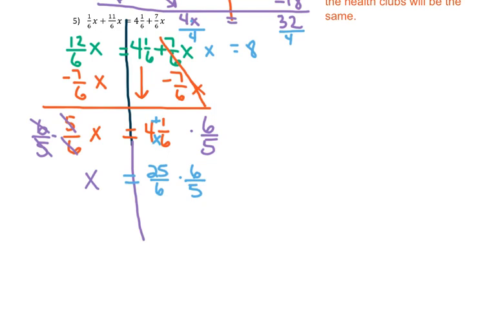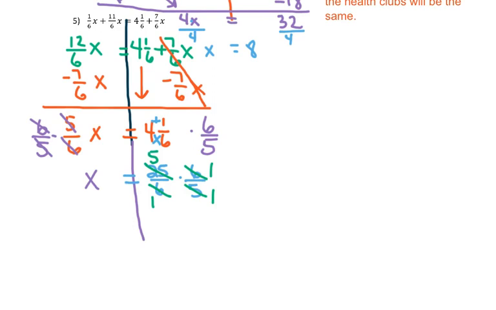Alright, now let's apply what I've taught you about cross simplifying. We're going to look at the diagonals. So we're looking at 25 and 5. They both have a common factor of 5. So 5 goes into 25 5 times, and 5 goes into 5 once. We look at the other diagonals, 6 and 6. They both have a common factor of 6. So 6 goes into 6 once, 6 goes into 6 once.